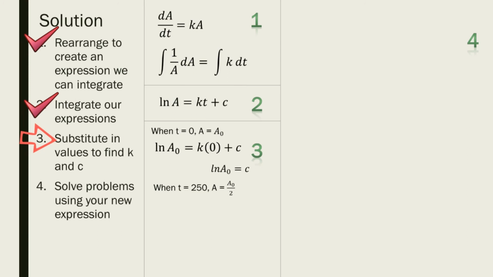So A is actually equal to half of what the value was from the first part, basically. So A0 over 2. When I substitute those in, I get natural log of A0 over 2 equals 250k plus our value of c from before, which is the natural log of A0.